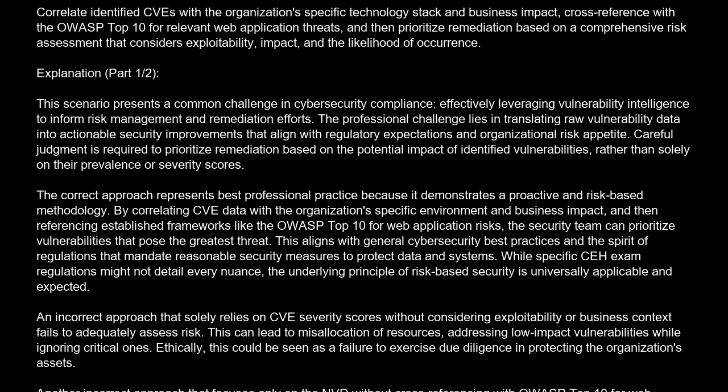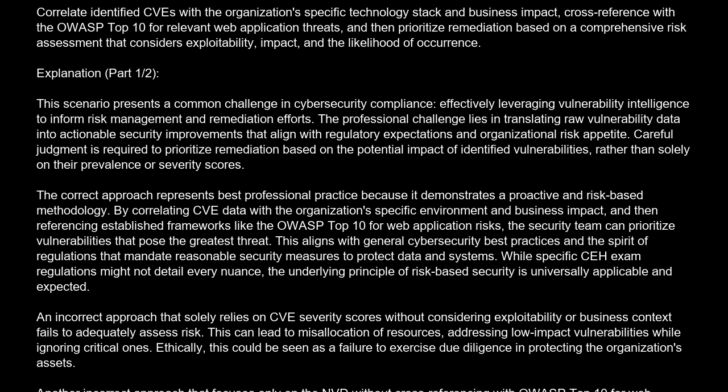The correct approach represents best professional practice because it demonstrates a proactive and risk-based methodology. By correlating CVE data with the organization's specific environment and business impact, and then referencing established frameworks like the OWASP Top 10 for web application risks, the security team can prioritize vulnerabilities that pose the greatest threat. This aligns with general cybersecurity best practices and the spirit of regulations that mandate reasonable security measures to protect data and systems. While specific CEH exam regulations might not detail every nuance, the underlying principle of risk-based security is universally applicable and expected.